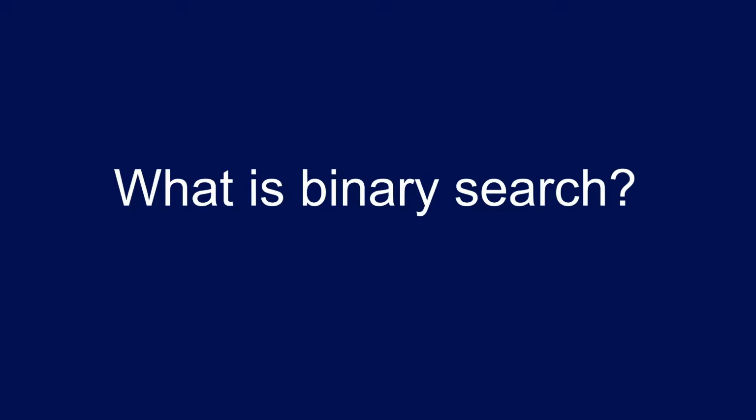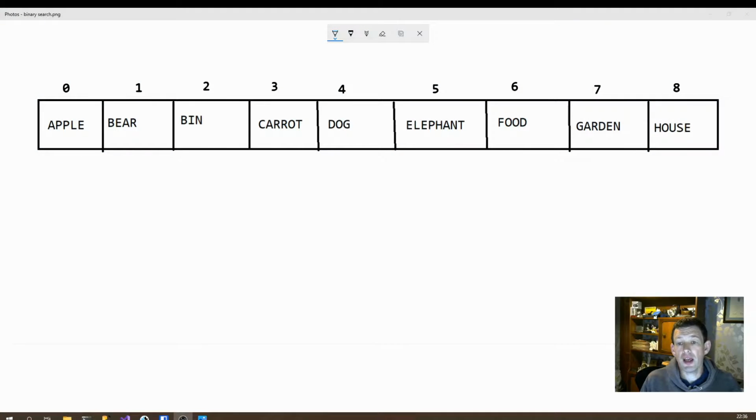So what is the binary search algorithm, and why might we use it? Imagine you have a list of items which are already in order. So in this case, we've got a list of words which are sorted into alphabetical order. And you want to find out whether or not a word is in the list. And if it is in the list, whereabouts in the list it is.